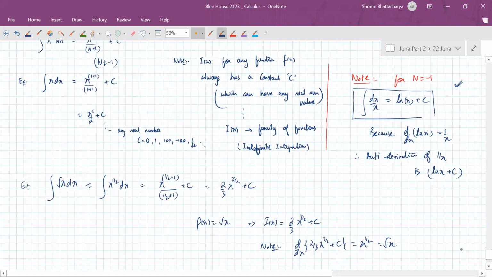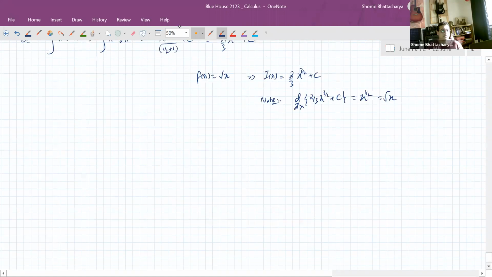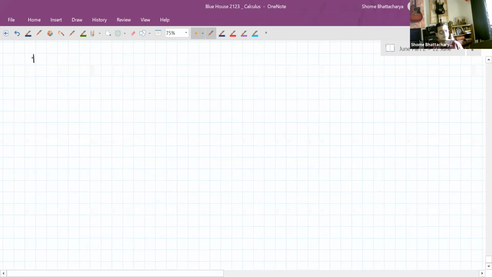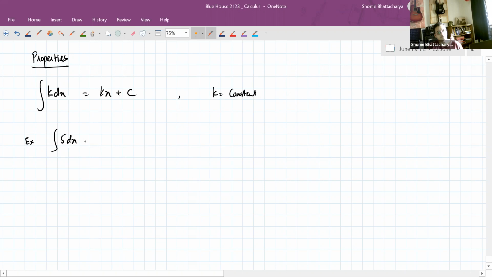Thank you, sir. Okay. So very quickly, we'll just see the basic properties of integration after having seen the formula. The first property: if we integrate a constant, it gives us a linear function. So k is a constant. For example, integration of 5 will be 5x plus c, because you can see that differentiation of any linear function of the type 5x plus any constant is 5. So this is the first property.